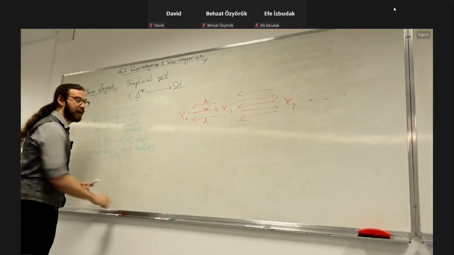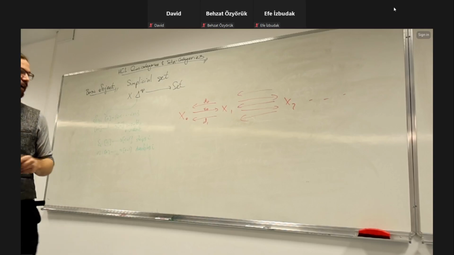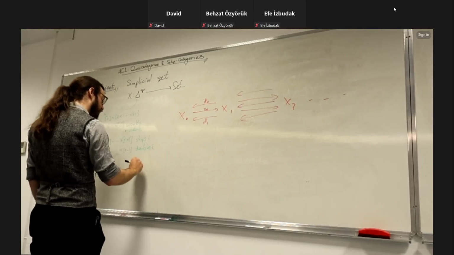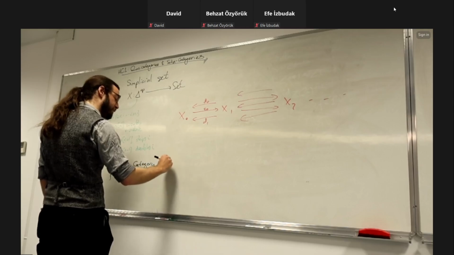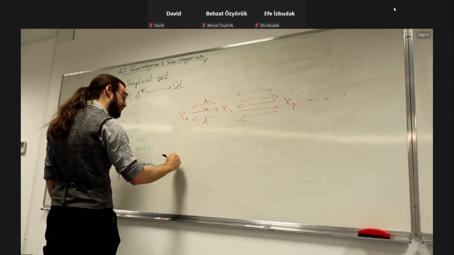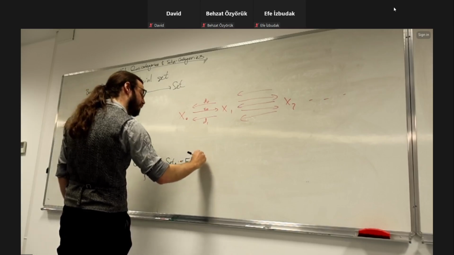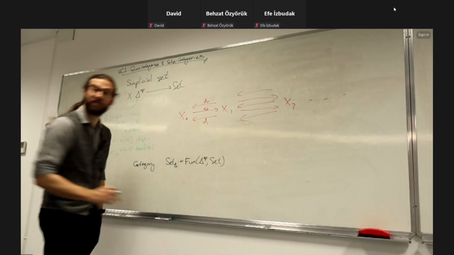I tend to follow a lot of the notational conventions in Jacob Lurie's work. So for me, the category of simplicial sets is written Set_Delta, and this is the functor category from Delta op to Set.